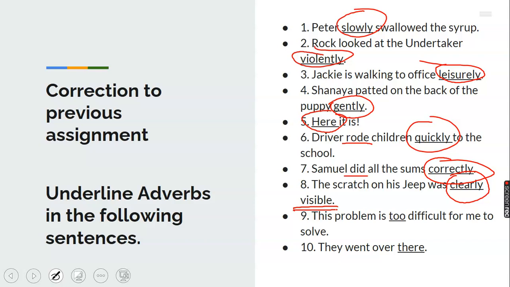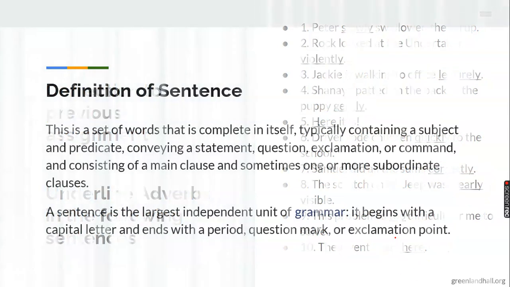Then number 9, this problem is too difficult. Difficult here is also an adjective, and this too is qualifying or modifying difficult, telling you how difficult it is. Then they went out over there. This is an adverb of place, an adverb of place.